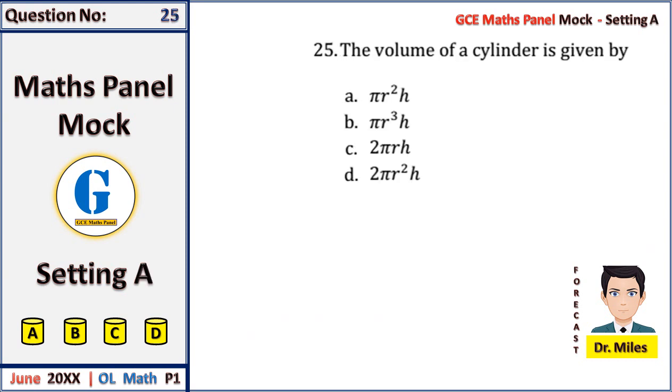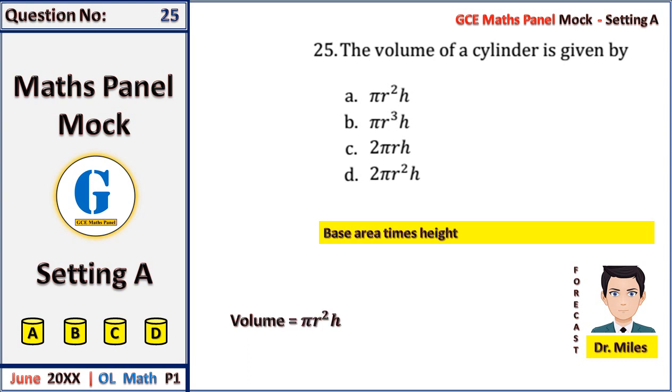25. The volume of a cylinder is given by the base area times the height, and that gives us pi r squared times height. That is the volume of a cylinder.